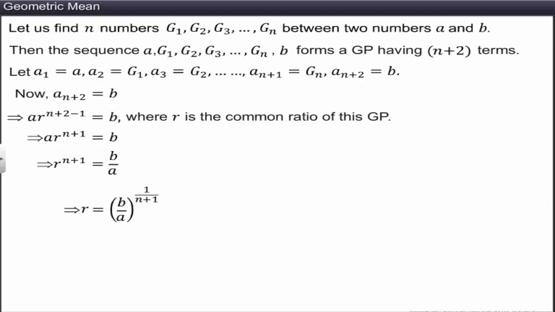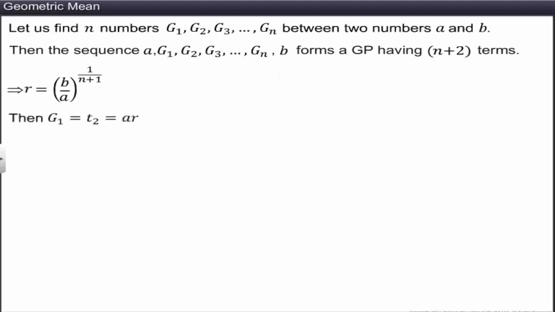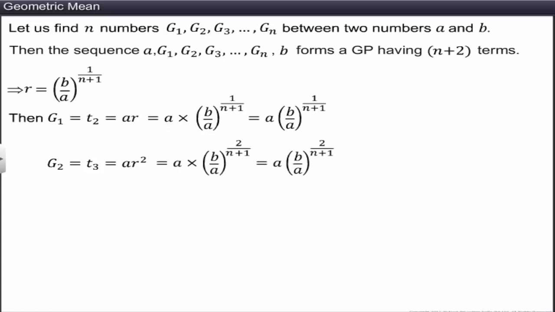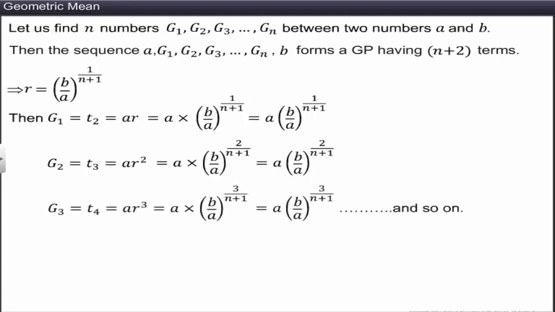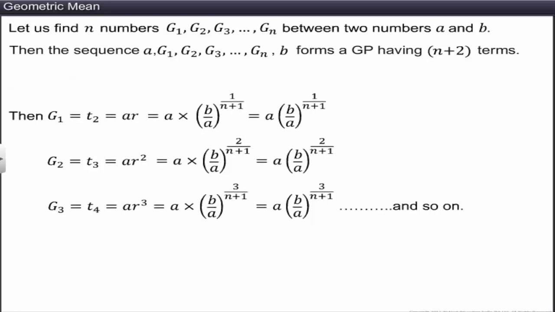g1 is the second term, which is given by a into r. Substituting the value of r, we get a into b upon a whole raised to the power of 1 upon n plus 1. g2 is the third term, which is given by a into r square. Substituting the value of r, we get a into b upon a whole raised to the power of 2 upon n plus 1. Similarly, the fourth term of this GP is a into b upon a whole raised to the power of 3 upon n plus 1. Likewise, the subsequent terms can be obtained. The last inserted number, which is the n plus 1th term, is equal to a into b upon a whole raised to the power of n upon n plus 1.